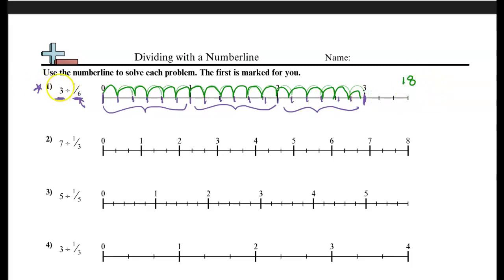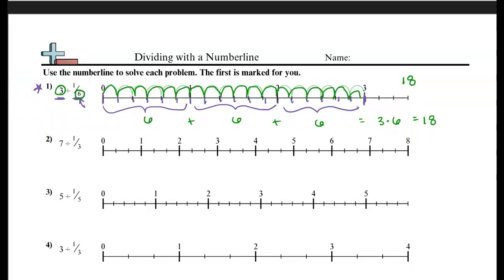And no coincidence, the whole number times the denominator is equal to 18 as well. And that's because we're adding 6 from the first whole number, a 6 again from the second whole number, and a 6 again from the third whole number. 6 plus 6 plus 6, that's the same thing as 3 times 6, or 18.